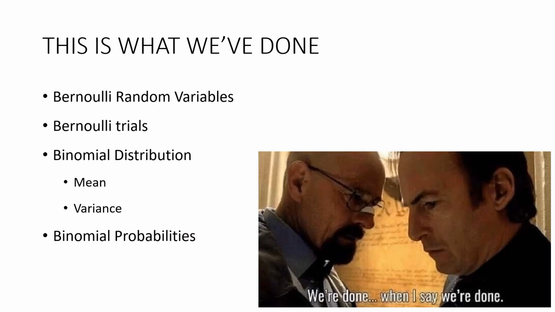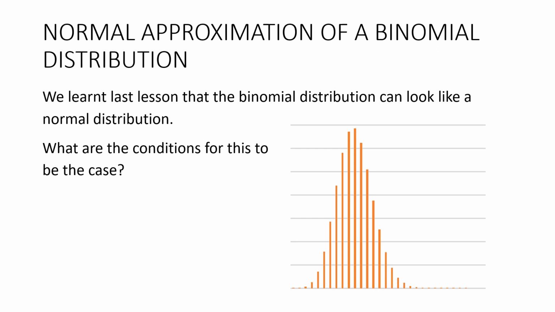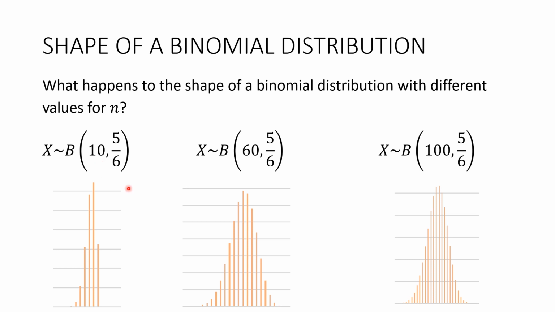So this is what we've covered so far: Bernoulli random variables and Bernoulli trials. And then we looked at binomial distribution, its mean and variance, and binomial probabilities. In the last lesson, we learned that the binomial distribution can look a lot like the normal distribution, and we looked at some of the conditions for this to be the case. We looked at different values of n and decided as n increases, the shape of the distribution becomes more normal.